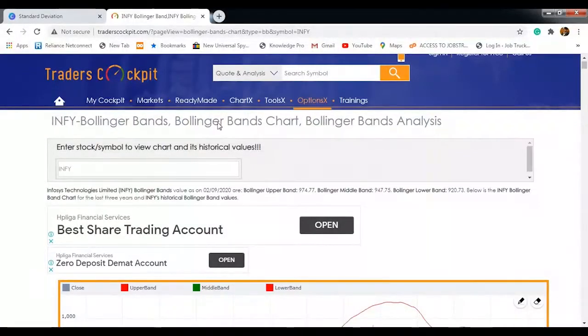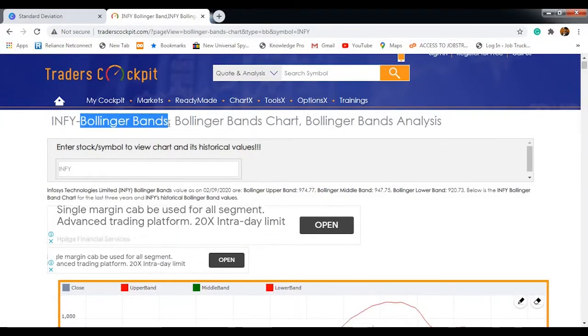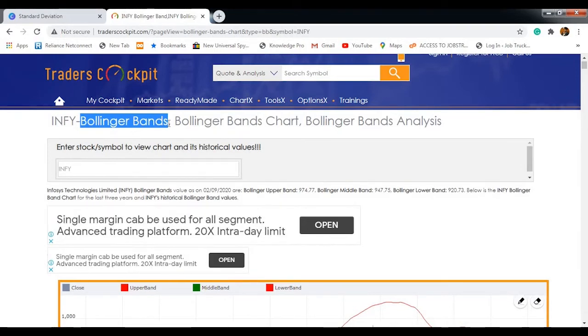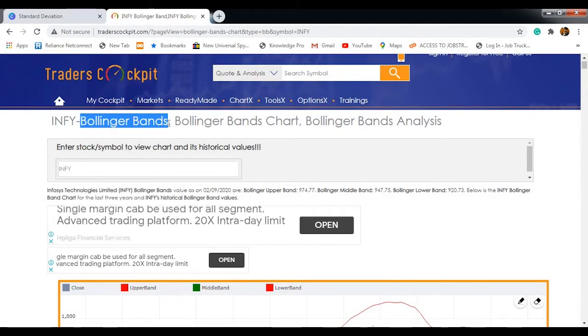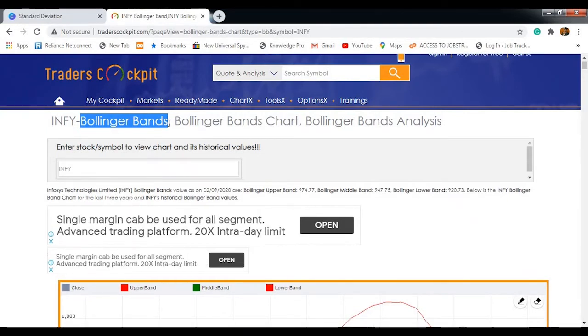So the factor that we use to measure the standard deviation is called Bollinger Bands. Remember that name, guys. Bollinger Bands is something that is going to be very useful for you in your stock trading life. So standard deviation is a general concept. I hope you guys have understood the concept clearly. We measure that in the stock market by making use of Bollinger Bands. Now let's go ahead and look at how we can work out the Bollinger Bands, okay?